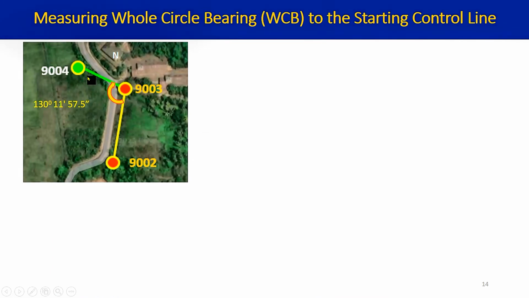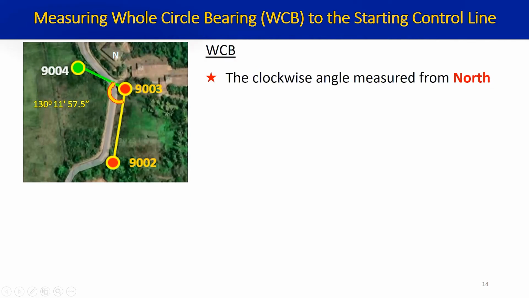The next thing is, now we'll see how to find the whole circle bearing to a start control point. So what is the meaning of whole circle bearing? The clockwise angle measured from north is known as the whole circle bearing.